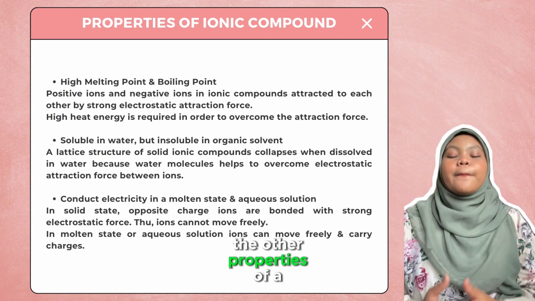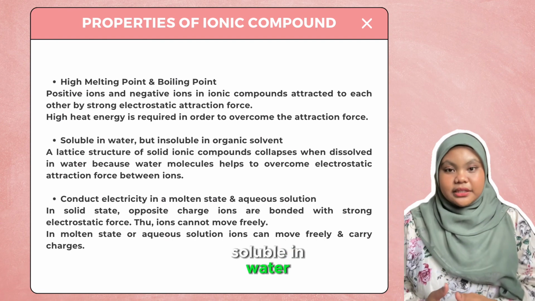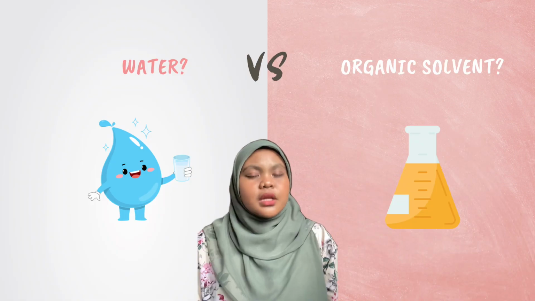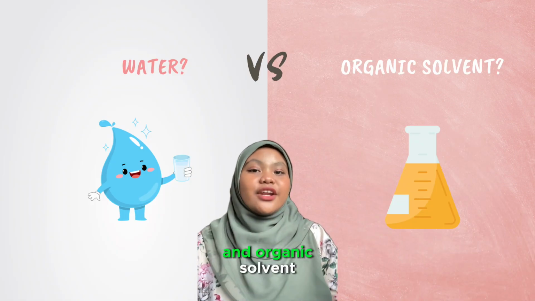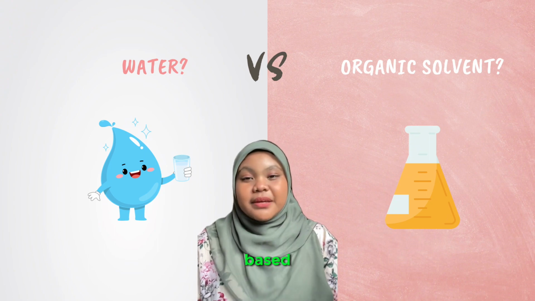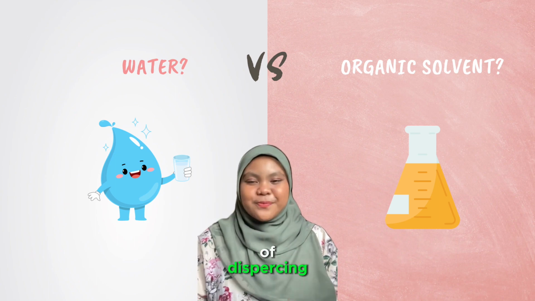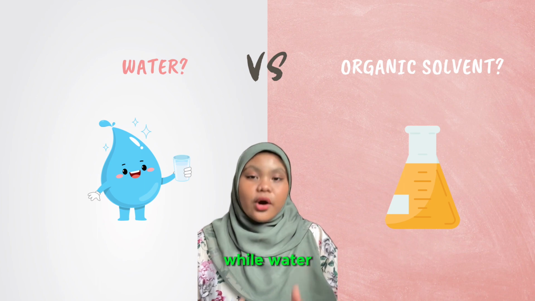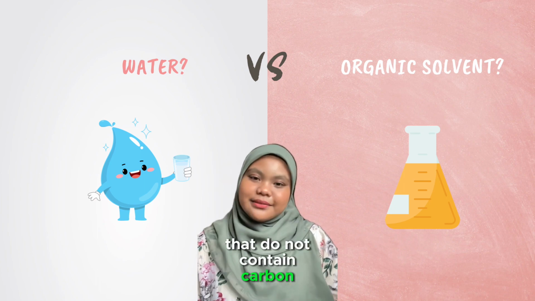The other property of ionic compound is that it is soluble in water, but it is insoluble in organic solvent. Do you know what is the difference between water and organic solvent? Organic solvent is a carbon-based substance that is capable of dissolving or dispersing one or more other substances, while water is an inorganic substance that does not contain carbon.